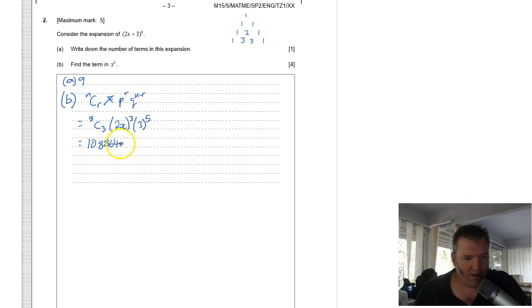108,864 x cubed. Remember, they asked for write down the term in x cubed, so not just the coefficient, but the actual term. There it is, 108,864 x cubed. Not too bad. See you in the next one, guys.